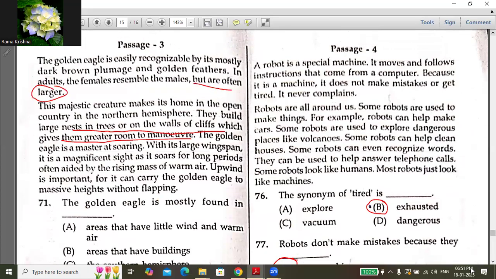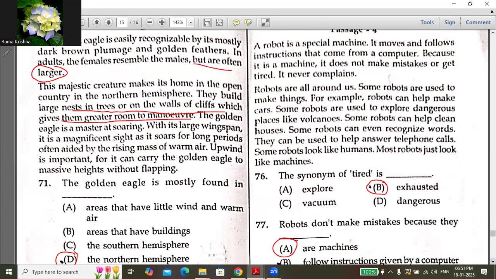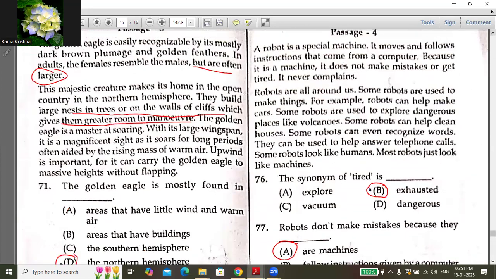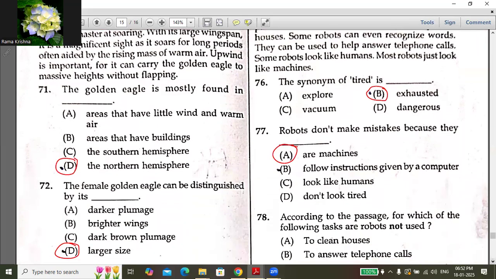Next, this is about robots. The passage is very simple. The synonym of tired is exhausted. Robots don't make mistakes because they are machines. They are machines, so non-living things. It does not make mistakes because it is a machine. Yes, directly given. Because it is a machine, it does not make mistakes, and it will not get tired.